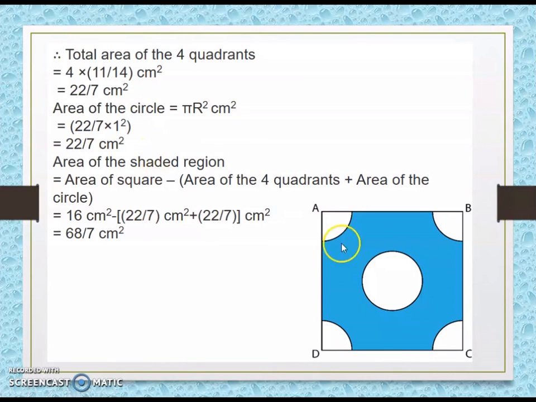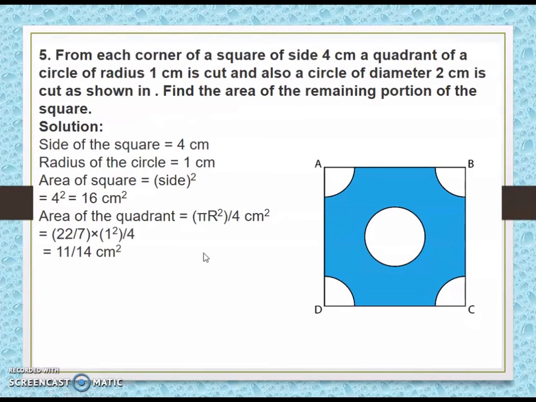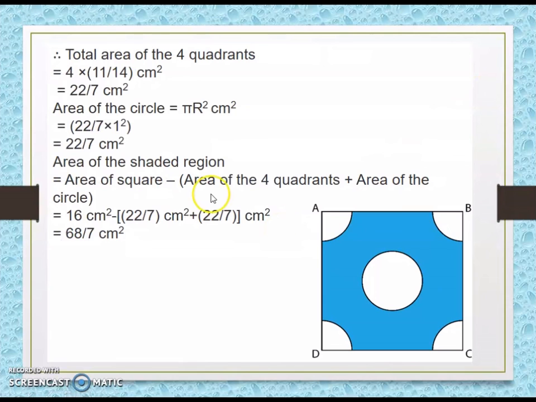Then you will also find the area of the circle. Now for the circle, it is given the diameter is 2 centimeter, which means the radius should be 1 centimeter. So pi r square. So that will also come as 22 by 7. So the area of the shaded region will be area of the square minus area of these two. So you can add both and then subtract, or subtract each one. Final answer will be 68 by 7 centimeter square.